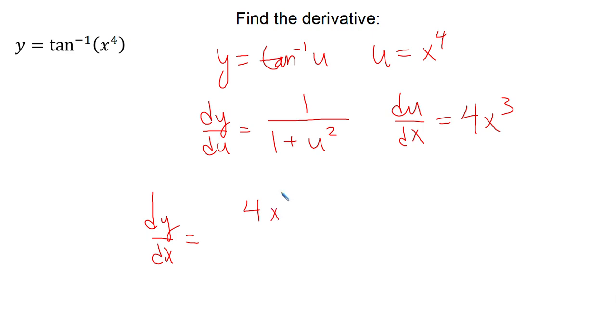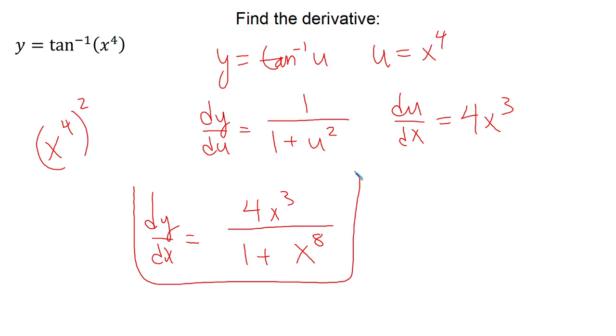It should be 4x cubed over 1 plus x to the 4th squared. And we'll remember that x to the 4th squared, you just multiply the exponents there since it's a power to a power. We end up with x to the 8th.